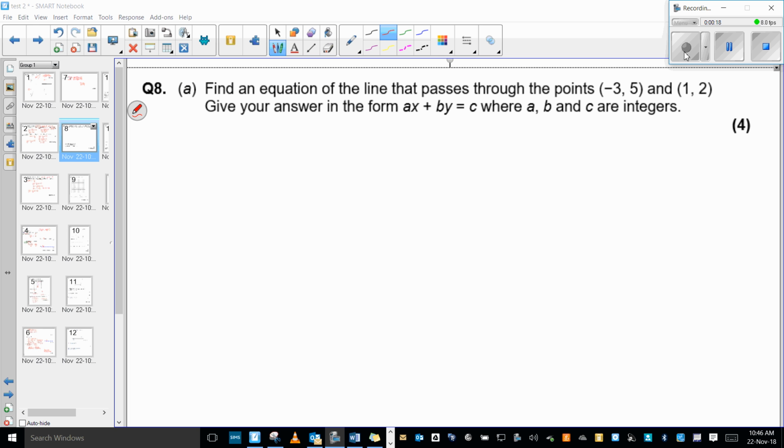So to find any equation, what are the two things we need to find? Gradient and y-intercept. So we've been given two coordinates. How do we find the gradient when we've been given two coordinates? y2 minus y1.